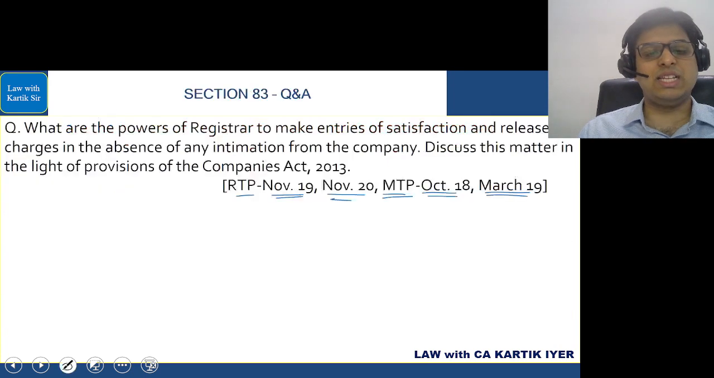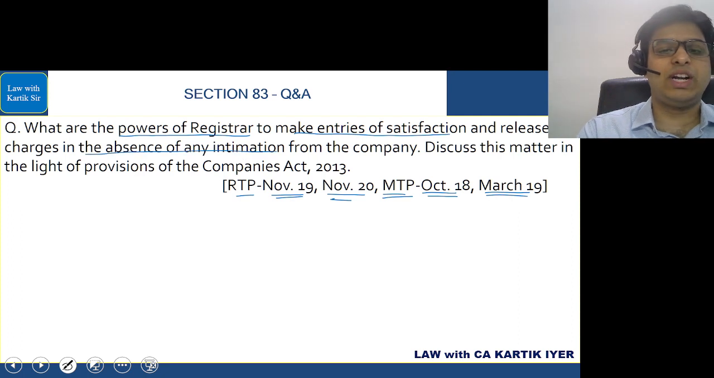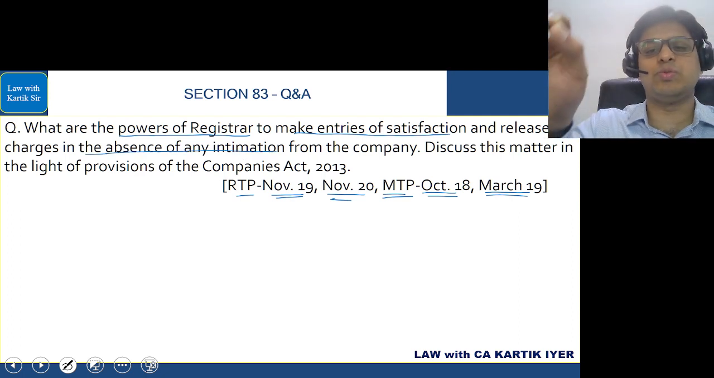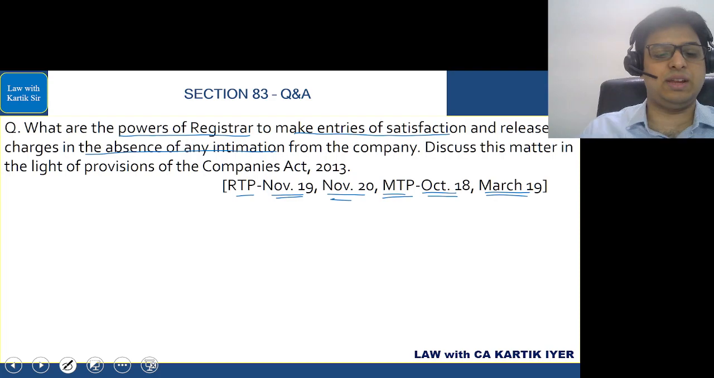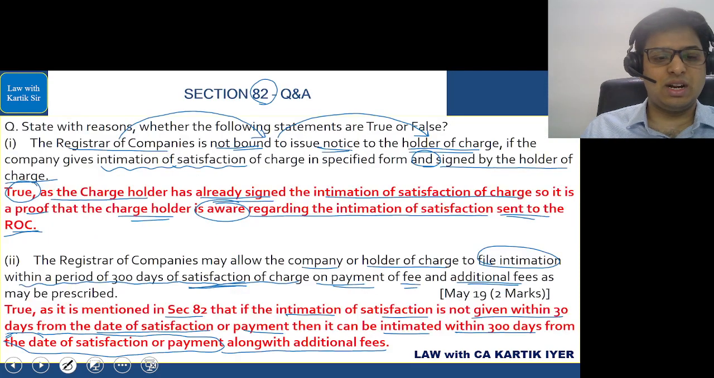As simple as that. And these are the direct questions that come in the exam. See, direct question. Not a case study, directly given: powers of the registrar to make entries of satisfaction in the absence of intimation. Directly pointing to you that please write section number 83. Here also we saw one more question once again.